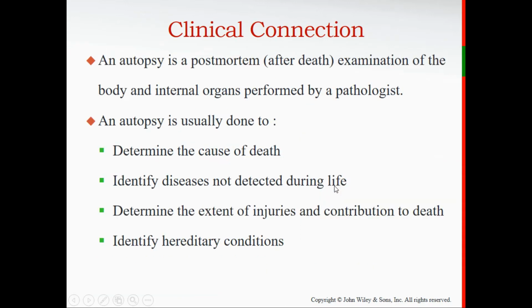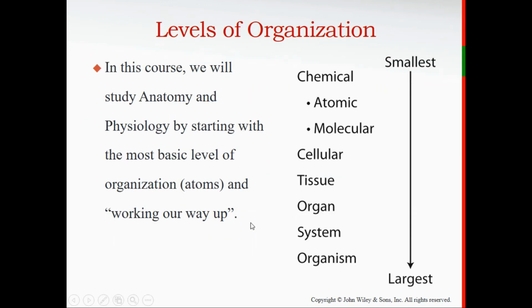An autopsy, we were just talking about, is a postmortem, or what occurs after death, examination of the body and the internal organs performed by a pathologist. Again, a lot of your pathologists will go into the coroner field. An autopsy is used to determine cause of death, identify diseases not detected during life, which means they probably caused the death, determine the extent of injuries that contribute to death, and identify any hereditary conditions.